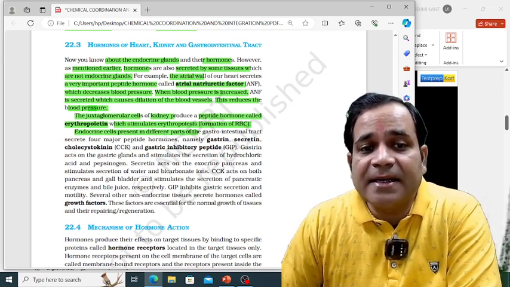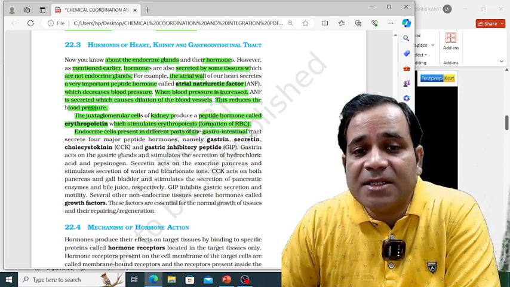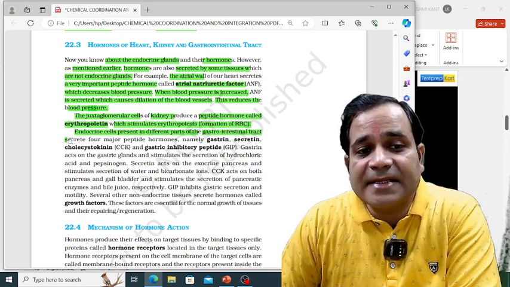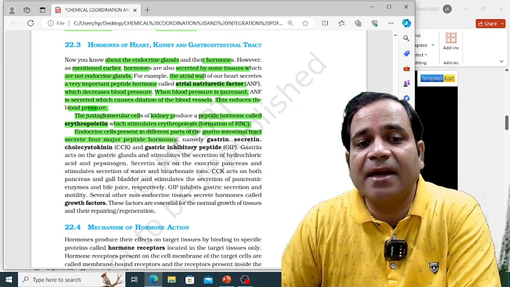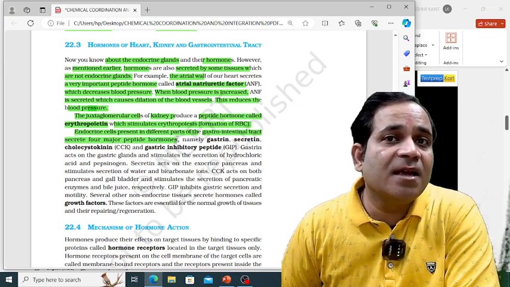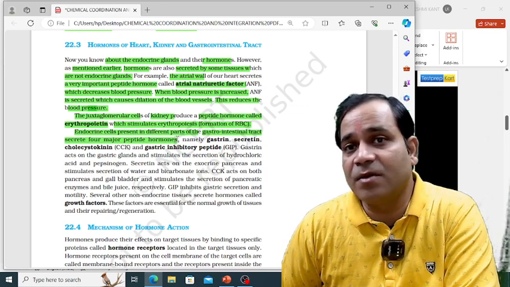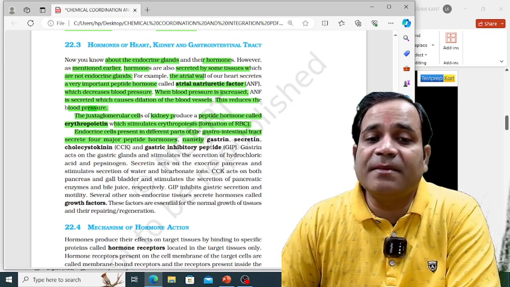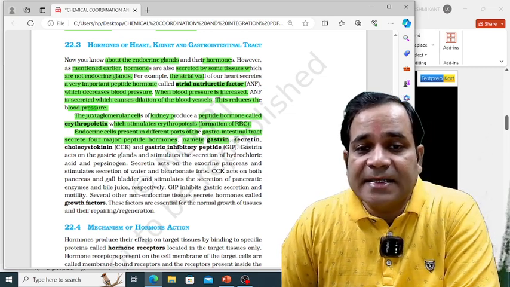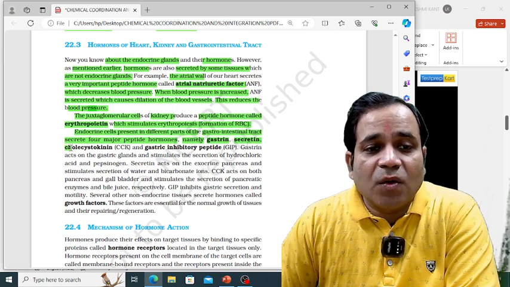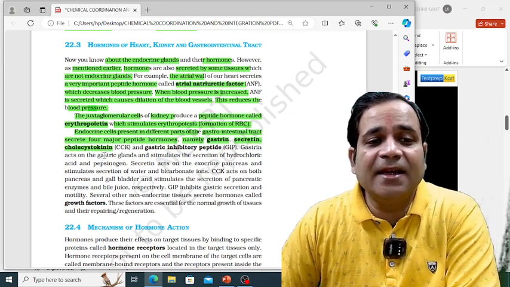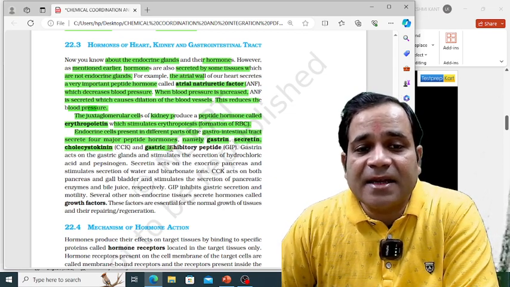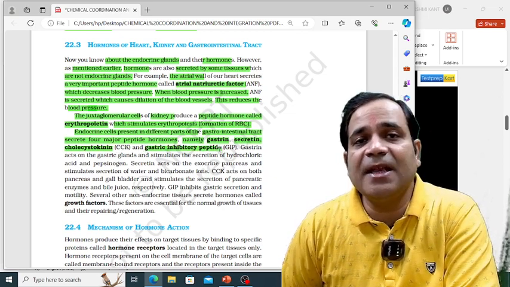Endocrine cells, my dear, are present in different parts of the gastrointestinal tract and secrete four major peptide hormones. Namely, gastrin, secretin, cholecystokinin, CCK, and gastric inhibitory peptide, GIP.